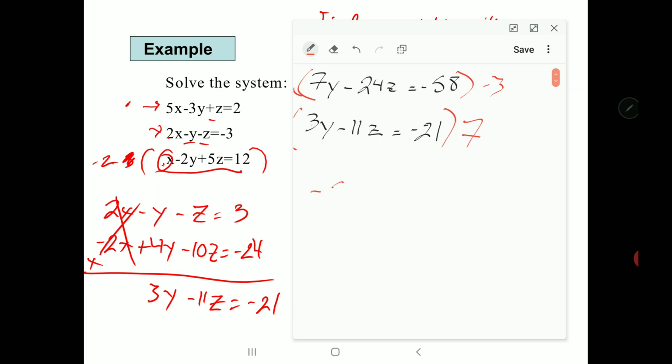So that's going to give me negative 21y. 3 times 24 would be 72, so positive 72z. And 3 times 58 would be 174. All right. 7 times 3 is positive 21y. 7 times 11 is 77z. And 7 times negative 21 is negative 147.